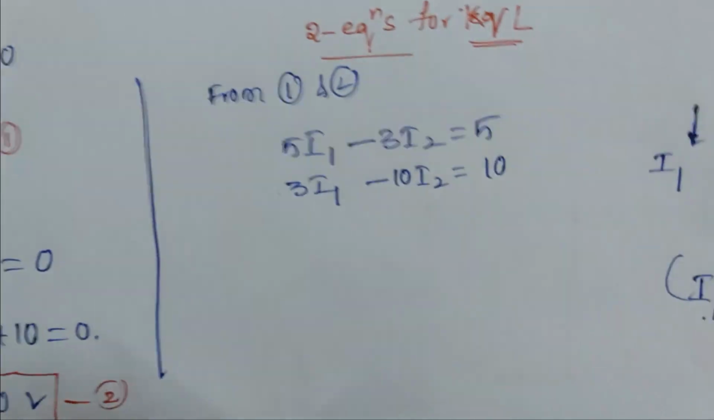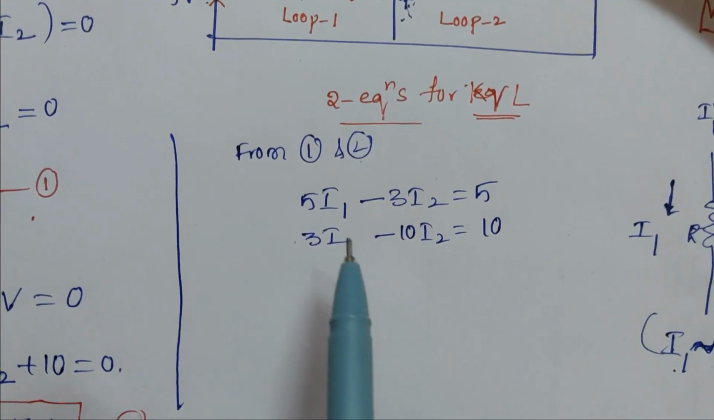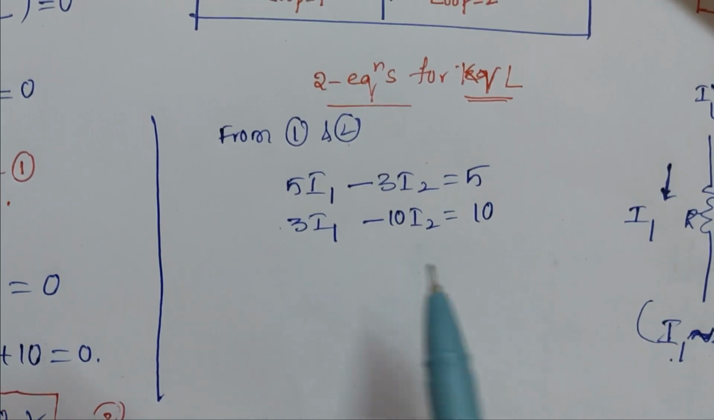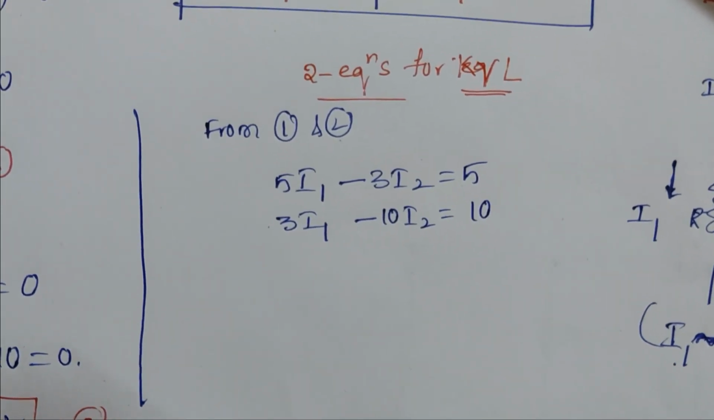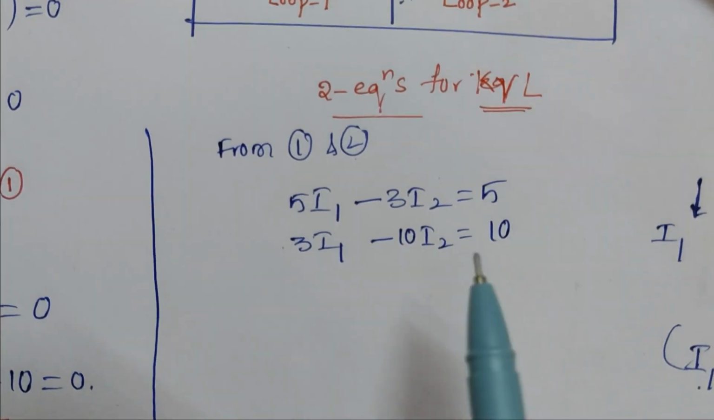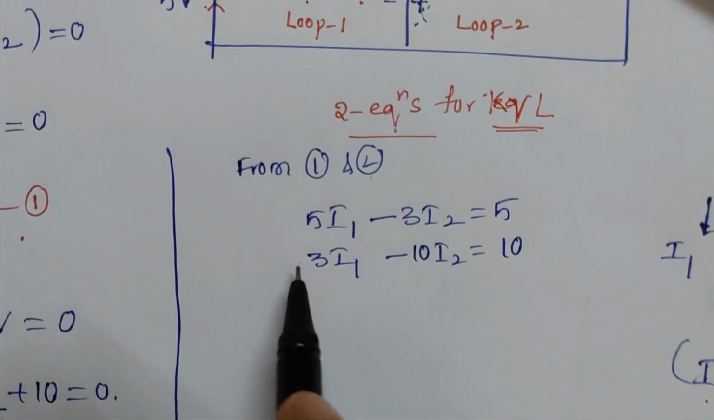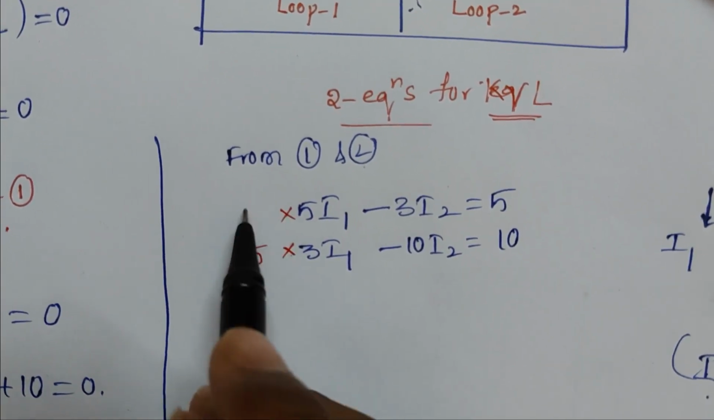Here we have two equations and two variables, I1 and I2. You know how to solve these, right? We can cancel out one of the variables so that we can get the other. For that, we have to multiply the first with 5 and the second with 3.